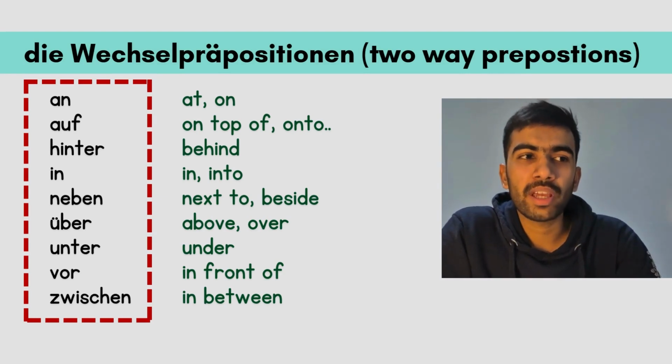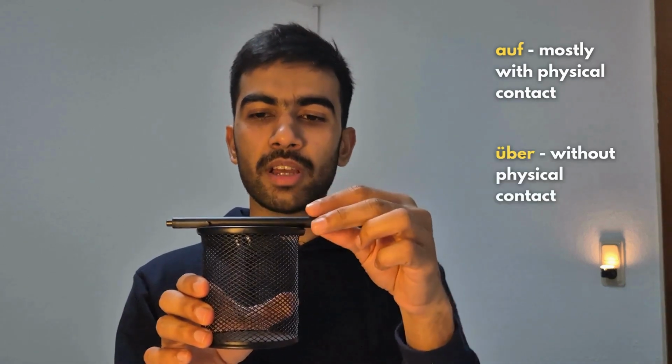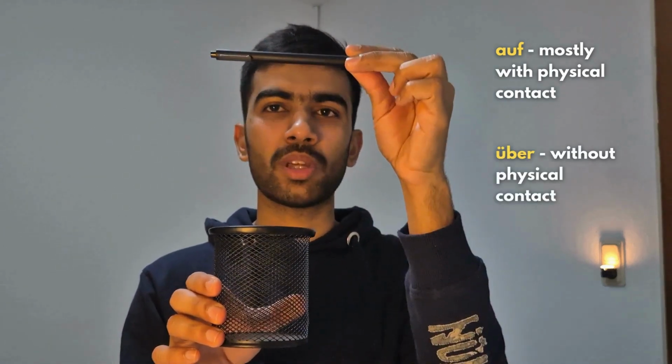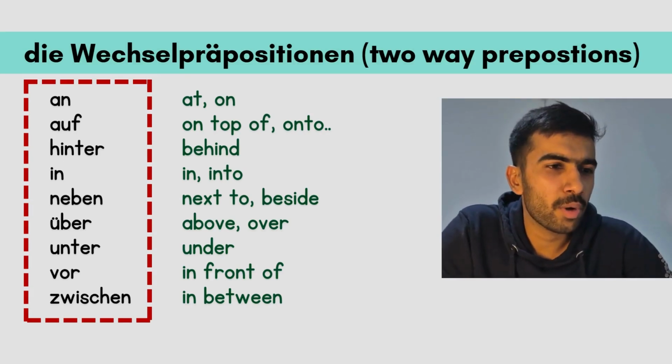An, auf, hinter, etc. Okay, you may have a doubt. What is the difference between auf and über? Okay, so auf is this. Auf and über, it is here. So auf is having a physical contact with the thing and über is above this. So there is no physical contact between these two things. And it is the same with an and neben. Neben is not having any physical contact, but an it is like this. And we have a couple of sentences over here.